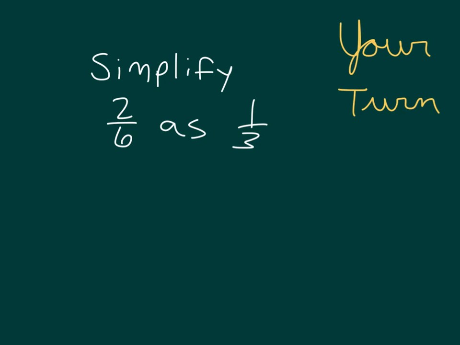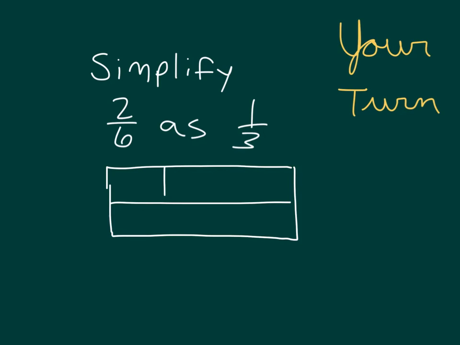It's your turn. Simplify 2/6 as 1/3. Start with an area model. So here's our area model. And we have 2/6. So 2 out of the 6 are shaded. Then we get to start to group. And we're going to group by 2 because we're going from 2 to 1. So we have 2/6 equaling 2. Write out a number sentence as well if you did not. Pause the video while you do your work.